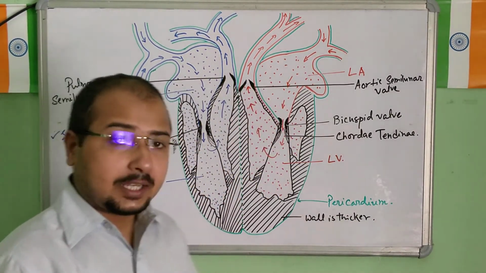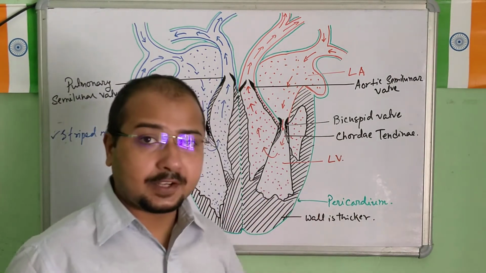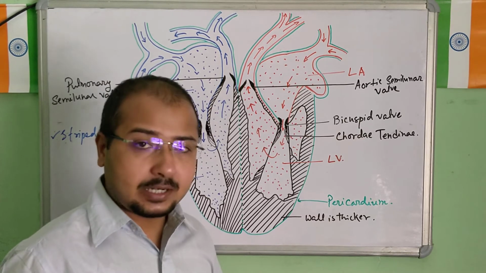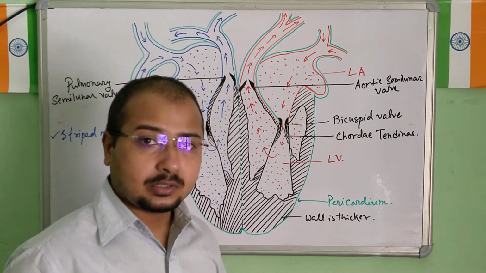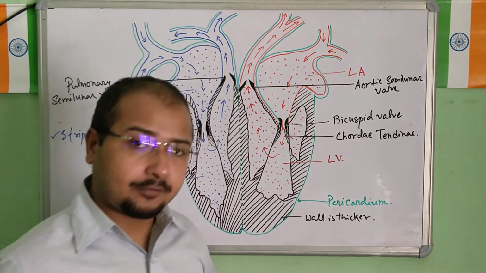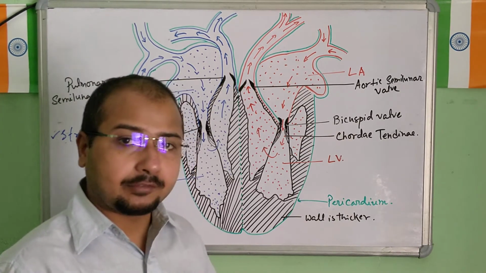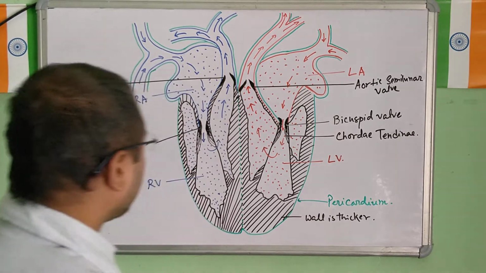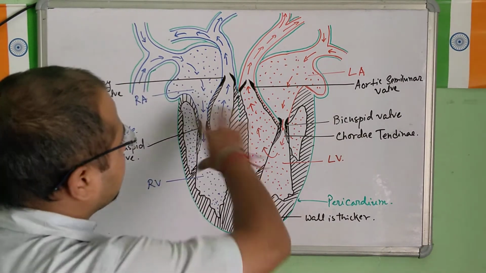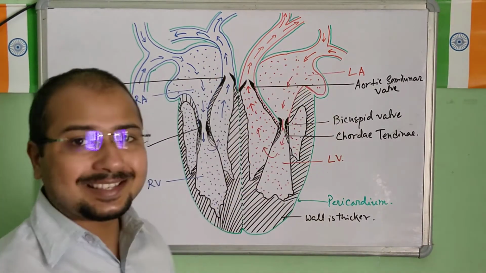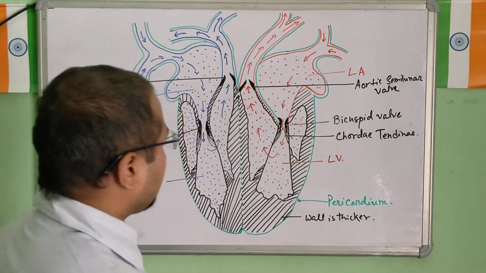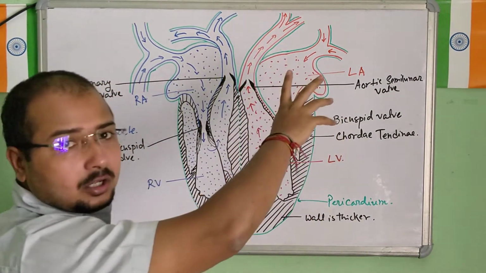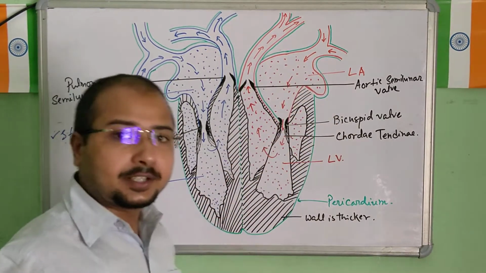Why? So that the left ventricle creates extensive contraction. That is why it needs force, and to bear the force, the wall has to be thicker. Now see the blood vessels present here. The right side and left side I have given in red color, so red color means oxygenated blood.